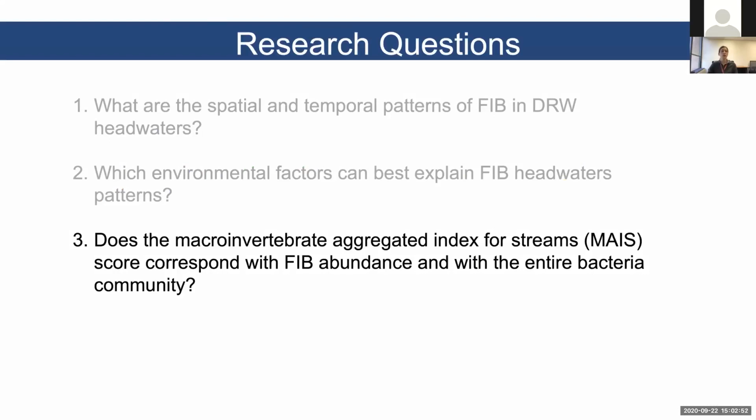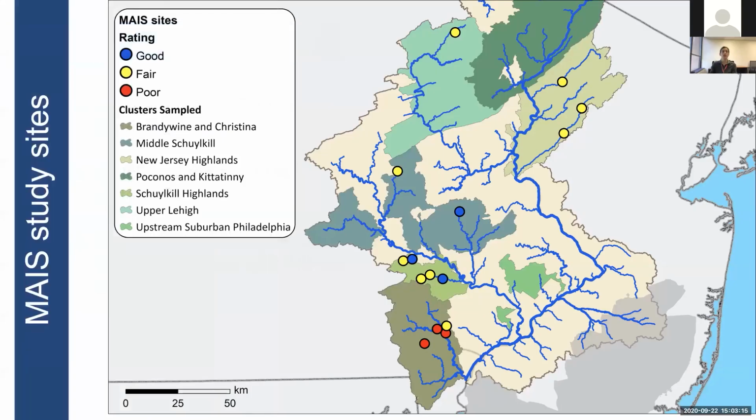So there's been a lot of work on using macroinvertebrate communities, including aquatic insects, as indicators of water quality. And so we asked if the stream health index values that are based on macroinvertebrate scores could correspond with fecal indicator bacteria abundance, as well as the composition of the full community of bacteria. So for this study, we used a subset of sites spanning good, fair, and poor quality based on the macroinvertebrate aggregated index for stream score, or MAIS score. So you can see the different colors of those ratings shown here in blue for good, yellow for fair, and red for poor.